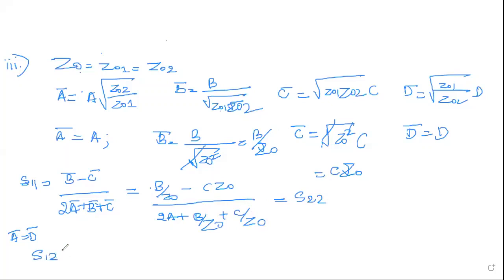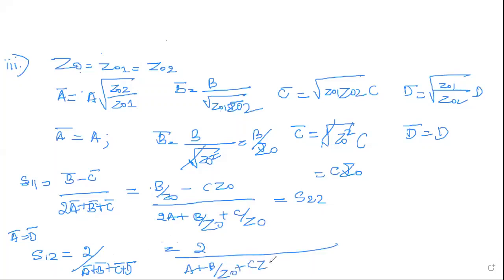Similarly, S12 will change to 2 times A bar plus B bar plus C bar plus D bar. So the equation will be 2 divided by A plus B by Z naught plus C Z naught plus D. This is also equal to S21. So these are the three properties which we will be applying for the relation of S over ABCD. Any confusions? No. I'll clear the screen.